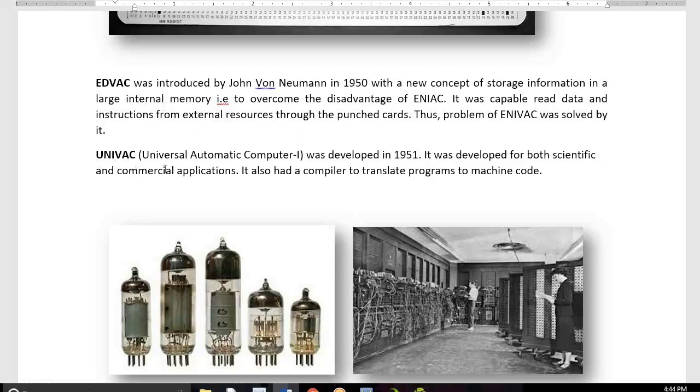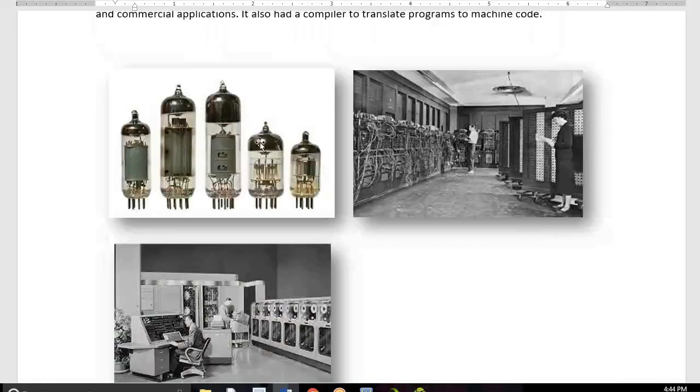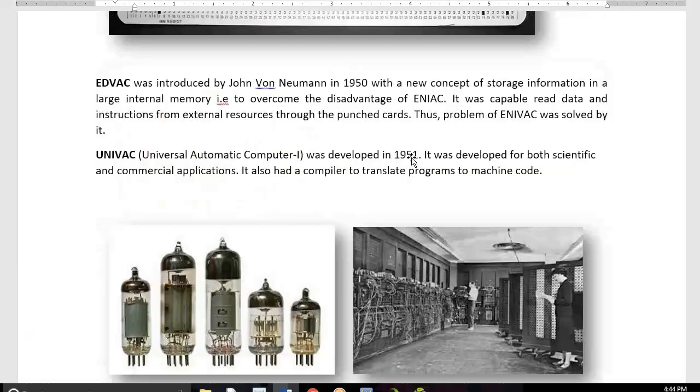UNIVAC, Universal Automatic Computer, was developed in 1951. It was developed for both scientific calculations and commercial calculations. It also had a compiler to translate the program to machine code. A translator was introduced in UNIVAC. These are the diagrams of vacuum tubes. You can see the vacuum tubes here, and these are all examples for the first generation of computers.